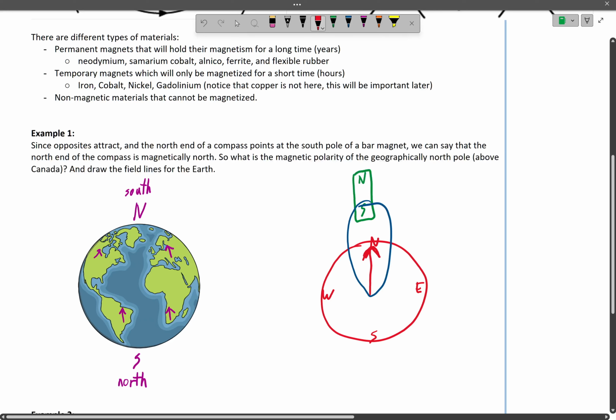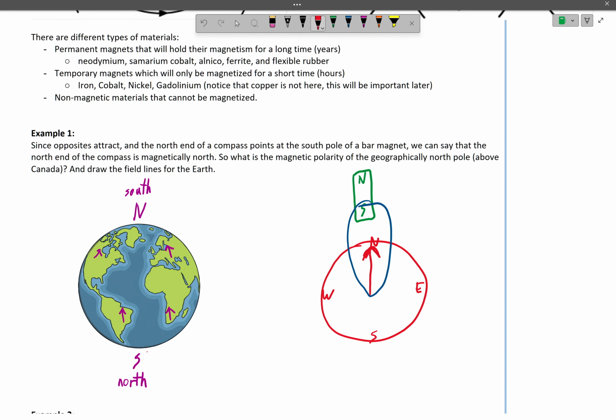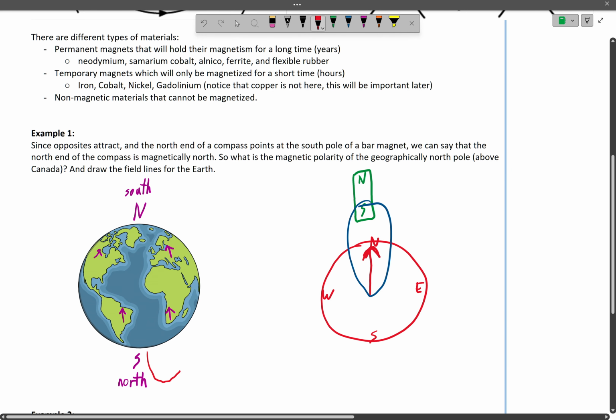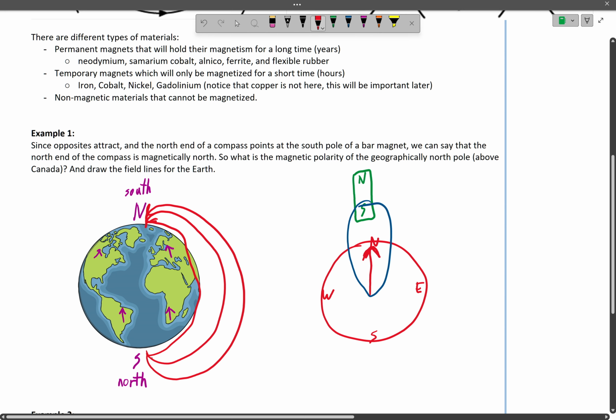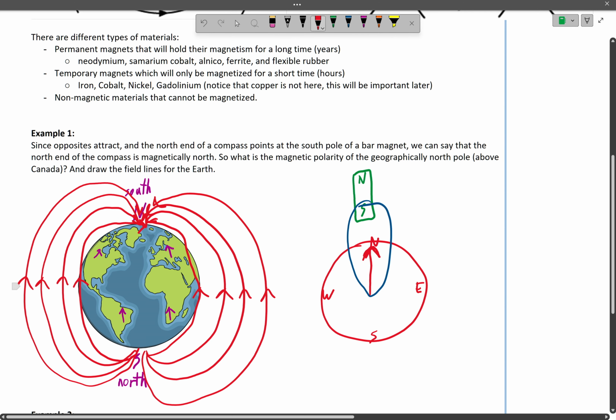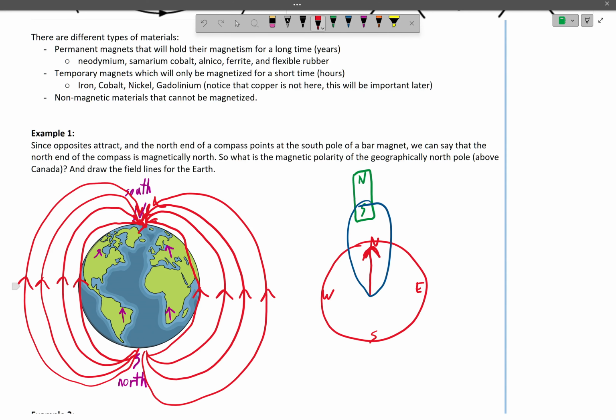So, with that in mind, what do the field lines look like? Well, it always goes from the South Pole to the North Pole. So we're going to have these lines looking kind of like this. It's not always clear, but the lines are always going in kind of this direction. So the North Pole is actually magnetically south, while the South Pole is actually magnetically north.